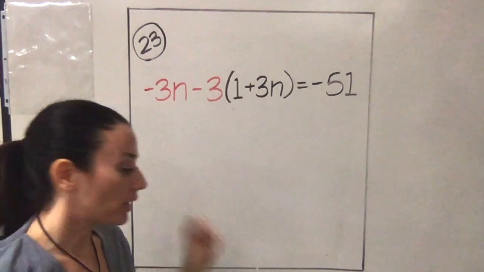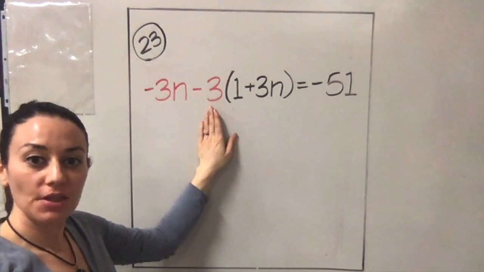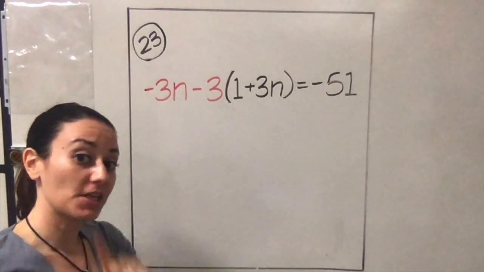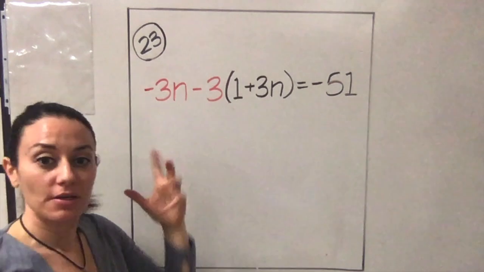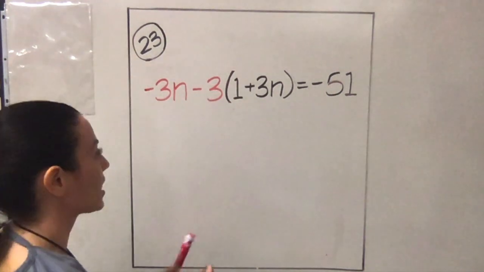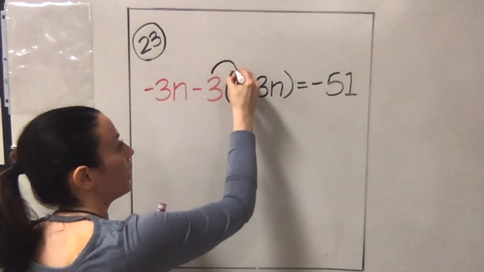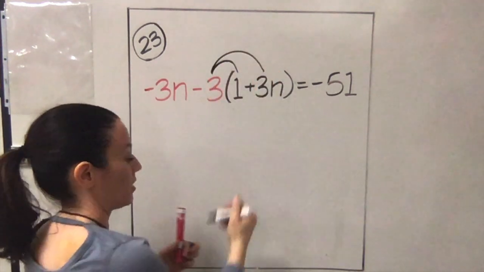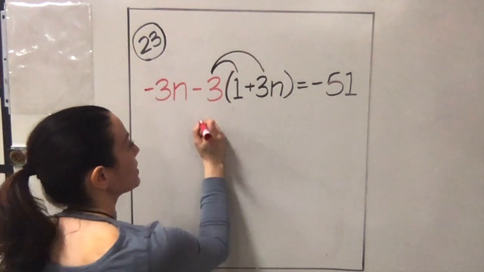Okay, let's do 23. So 23, we are noticing that the coefficient in front of the parentheses is negative because the directions say to distribute the negative. So we're going to do that first. We're going to say distribute, multiply. Negative 3 times 1, negative 3 times positive 3n. All right, so what is negative 3 times 1? Negative 3 times 1 is negative 3n.